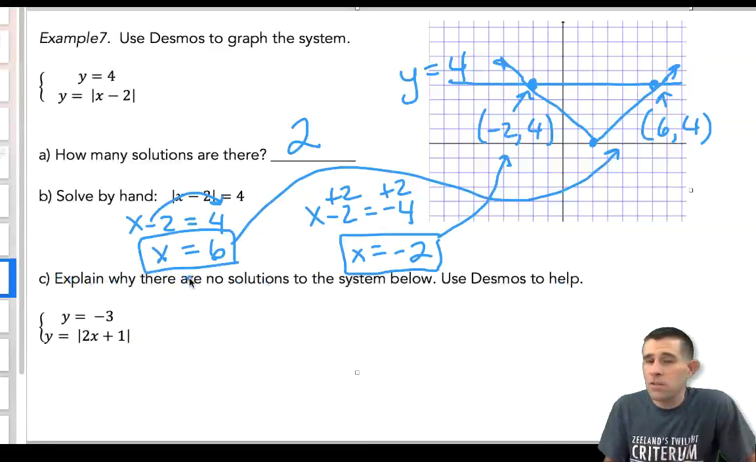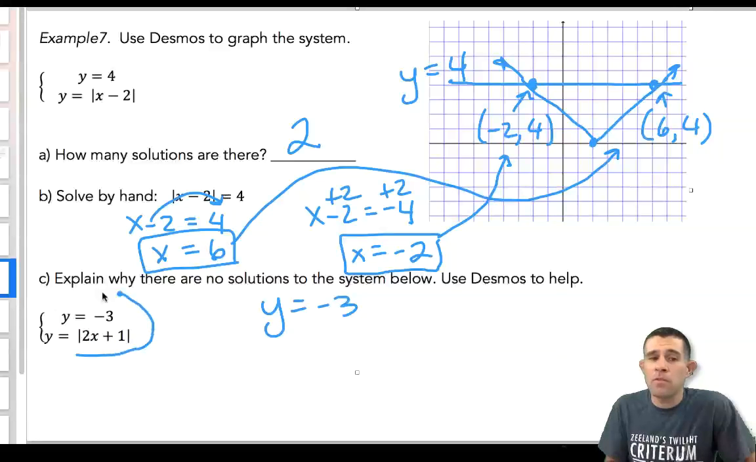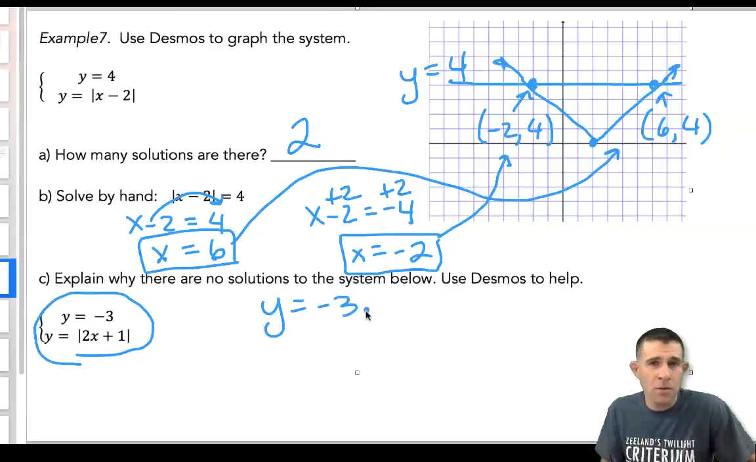All right, I want you to go to Desmos now, and I want you to graph the two equations, y equals negative 3, this should be a horizontal line passing through negative 3, and y equals the absolute value of 2x plus 1. Tell me if there's any solutions there, and if not, tell me why there aren't.